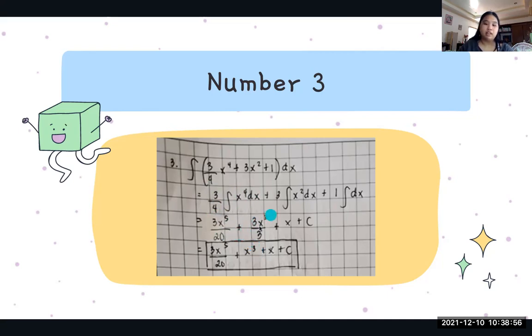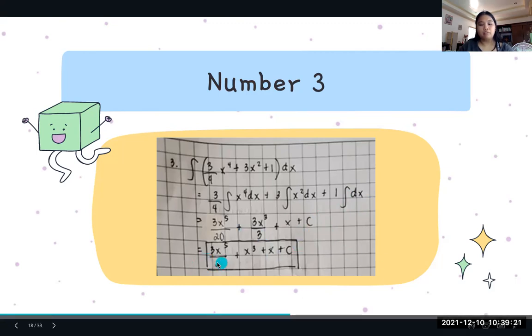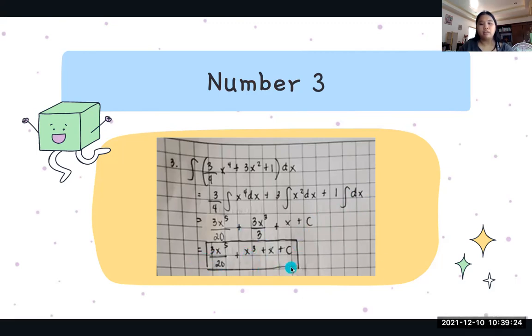Then here we have 3x cubed over 3, again theorem B, plus x plus c. Oh, so why do we have x in here? Because unlike in the derivative rule, where any constant will become 0, in the antiderivative rules, 1 will become x. So we have 3x to the 5th power over 20 plus x cubed, because we simplified it, plus x plus c.